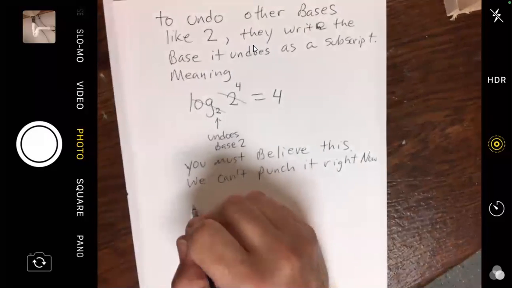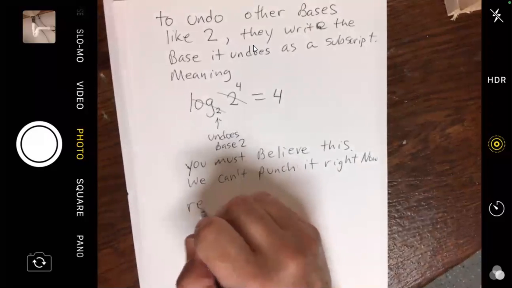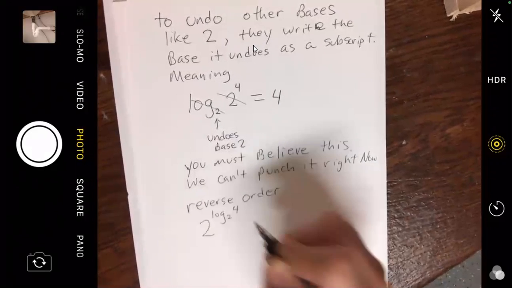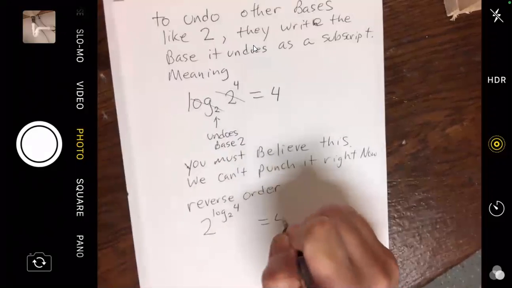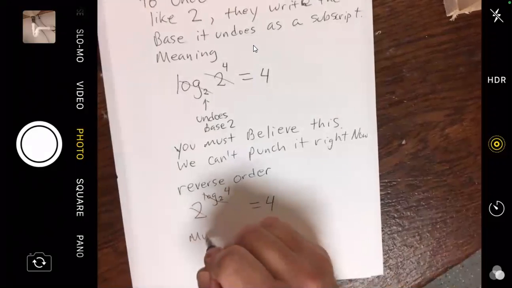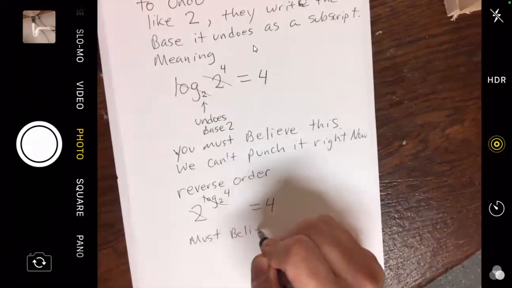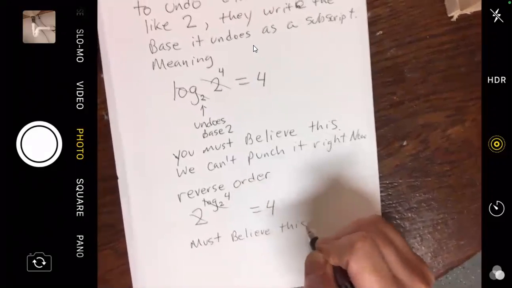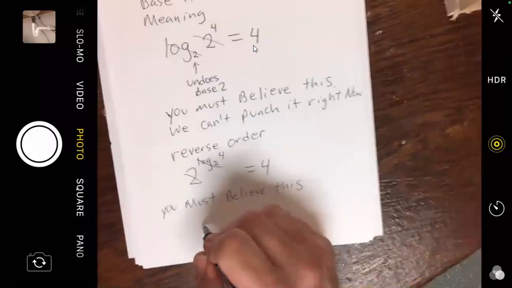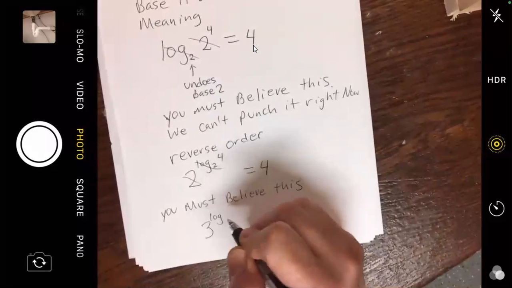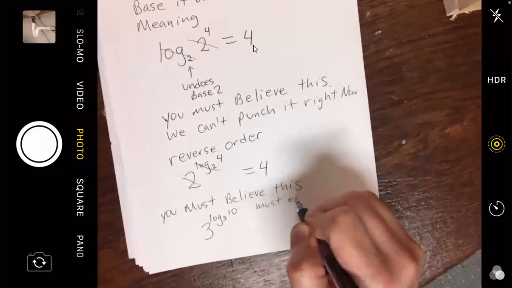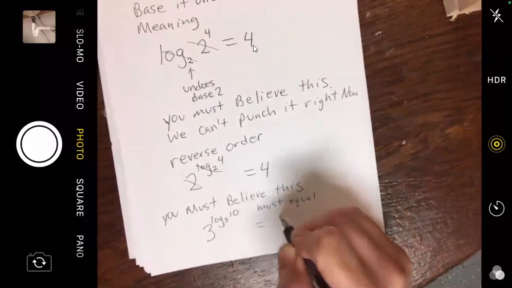Okay. You can also go in the reverse order: 2 to the log base 2 of 4 must equal 4. Again, you must believe this. Okay, so if I have 3 to the log base 3 of 10, it must equal, guess what? 10.